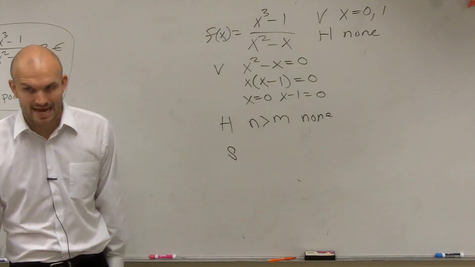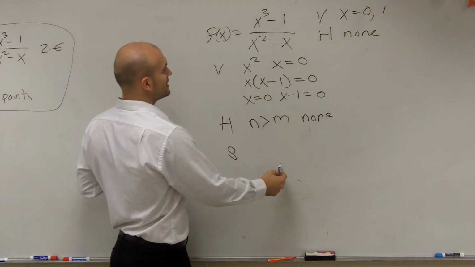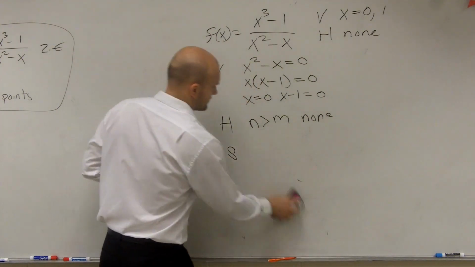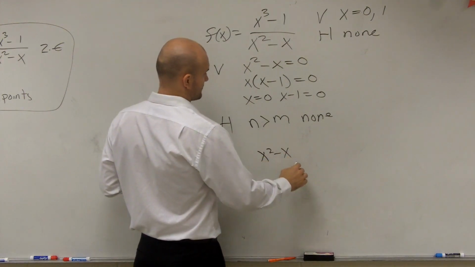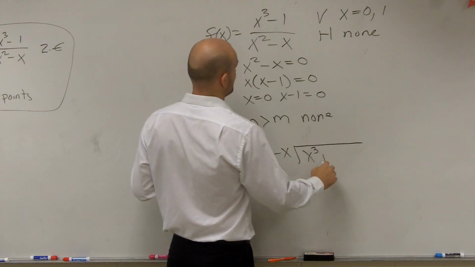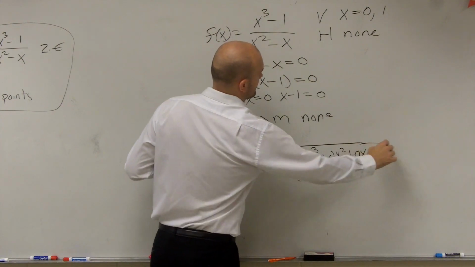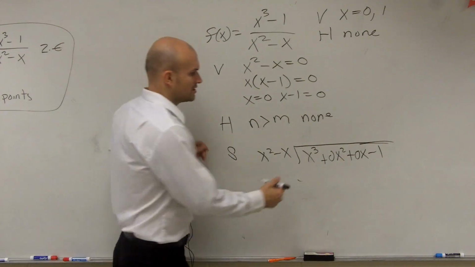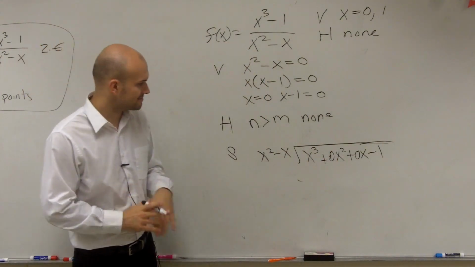So how do we find that? Well, we're going to have to perform long division. So the first thing we're going to do is write x squared minus x into x cubed plus 0x squared plus 0x minus 1. I'm going to put the zeros as placeholders. Remember when I first did long division? It helps so you guys don't make mistakes.